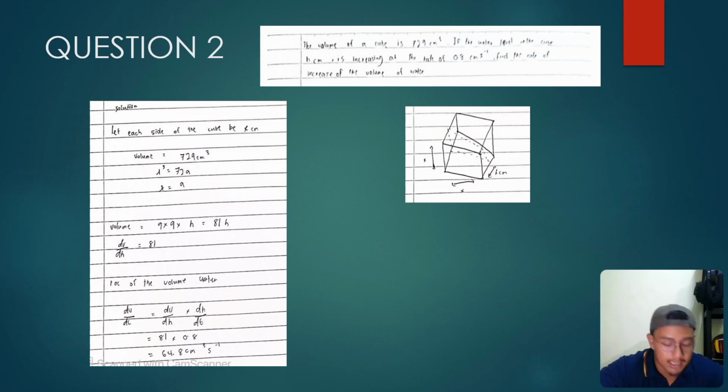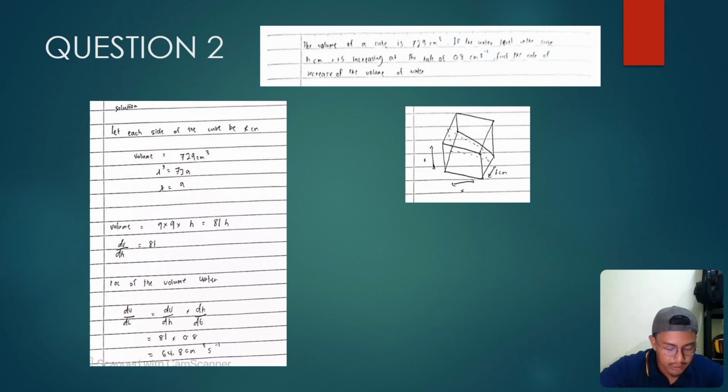Okay, the solution. Let each side of the cube be x cm. Volume of the cube equals 729 cm³. x cubed equals 729, x equals 9. Volume equals 9 times 9 times h equals 81h. So dV/dh equals 81. Rate of change of water level dh/dt equals 0.8.